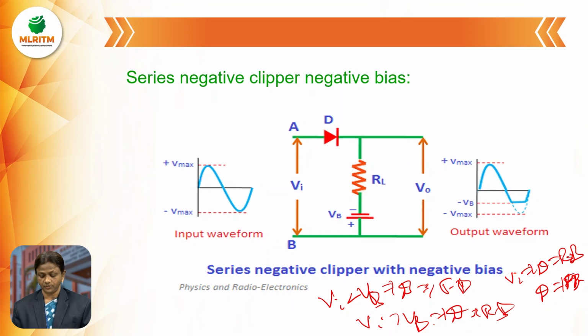When VA is greater than VB, diode D is in reverse bias. Whenever VA is greater than VB, after the reference voltage line, diode D is in reverse bias, meaning current equals 0. Whenever current equals 0, the corresponding output V naught equals 0. Whenever V naught equals 0, that portion must be cut off or removed at the output side. That's why above VB, during the negative half cycle, that portion is cut off at the output side and is represented by a dotted line.